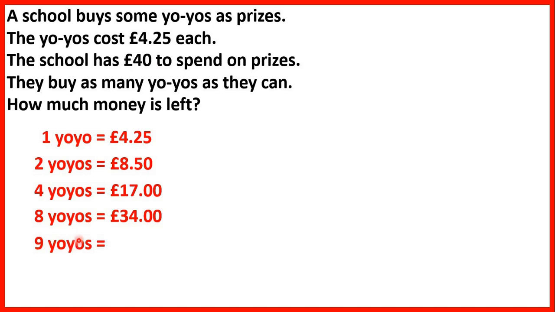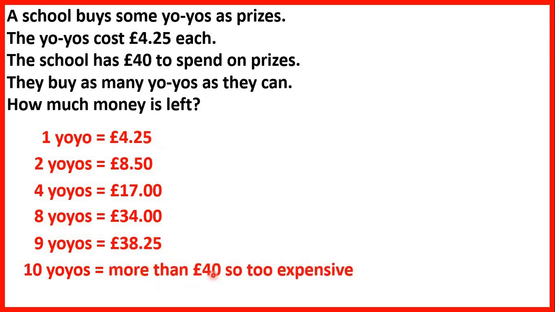So let's just add one more yo-yo, so add £4.25. If we add that to £34, we get £38.25. Now if we add another yo-yo, that would be £4.25 more than £38.25. So that would be more than £40, so too expensive, because they only have £40 to spend. They can't spend more than that.